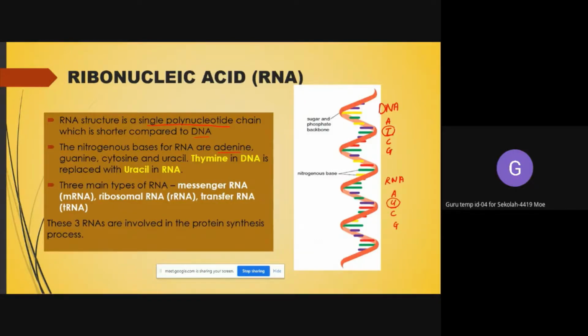3 main types of RNA, ada 3 jenis RNA. Messenger RNA, ribosomal RNA, and transfer RNA. And these 3 RNAs are involved in the protein synthesis process.